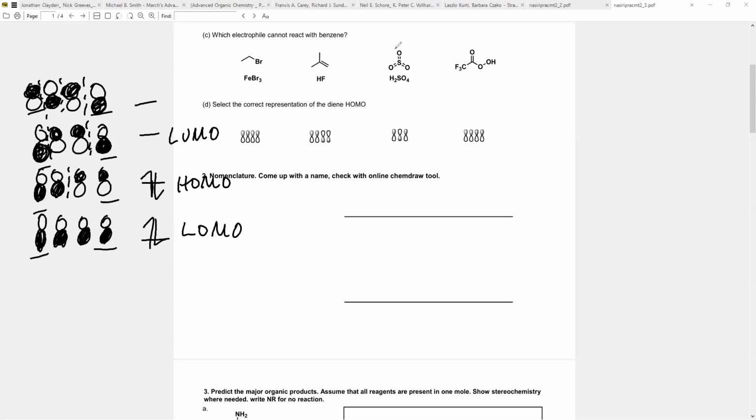Now, let's say that we added in a little stipulation here. We added in a little caveat and said, correct representation of diene HOMO with exposure to light. Remember, light makes that electron jump up, right? It absorbs that wavelength and jumps up. So now the HOMO is going to be what used to be the LUMO. Okay, so just be aware of that.